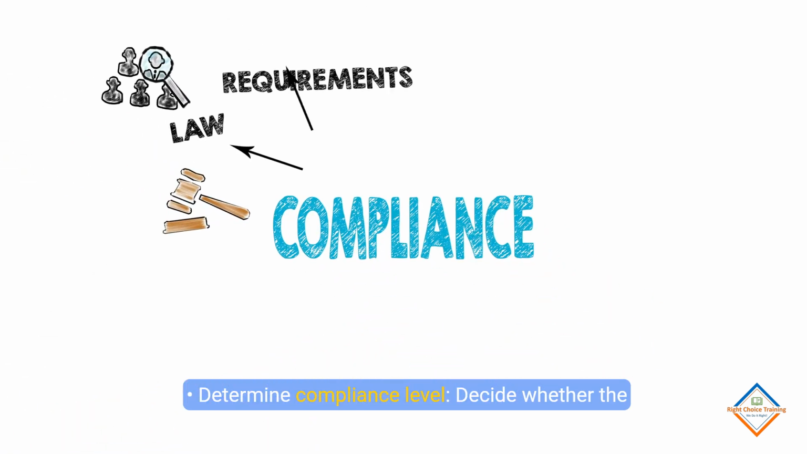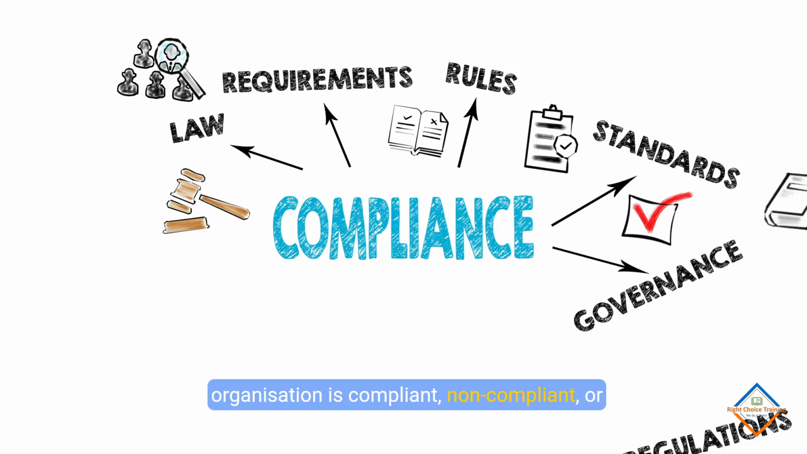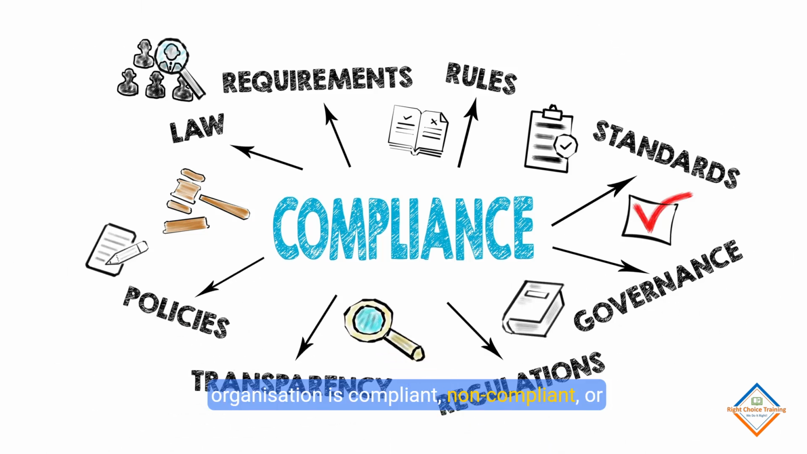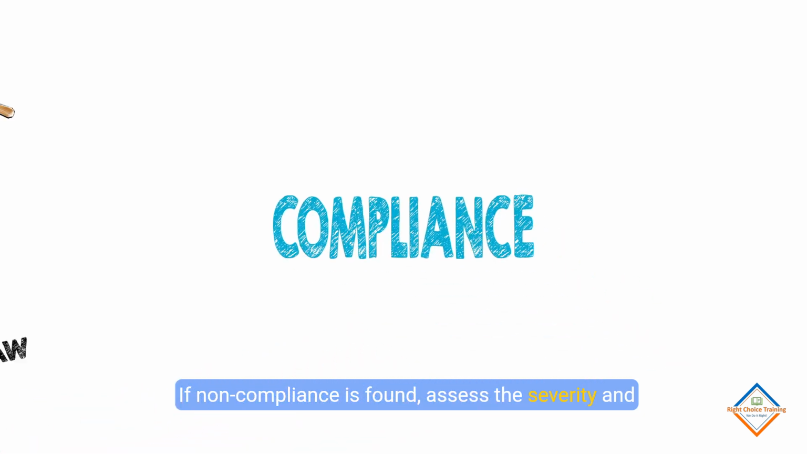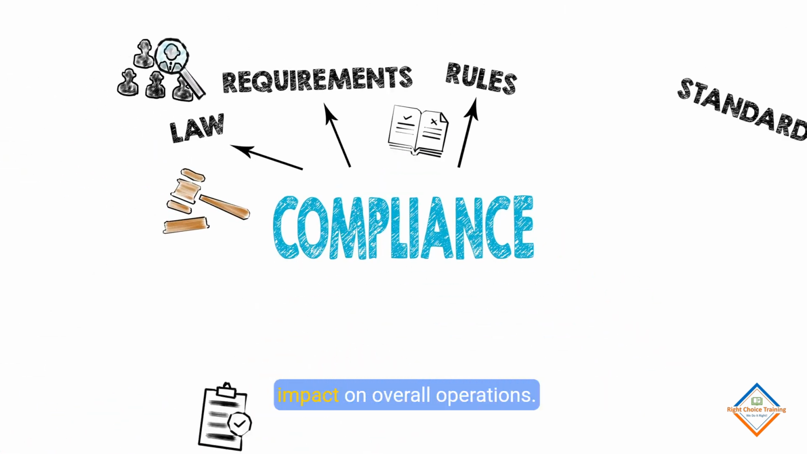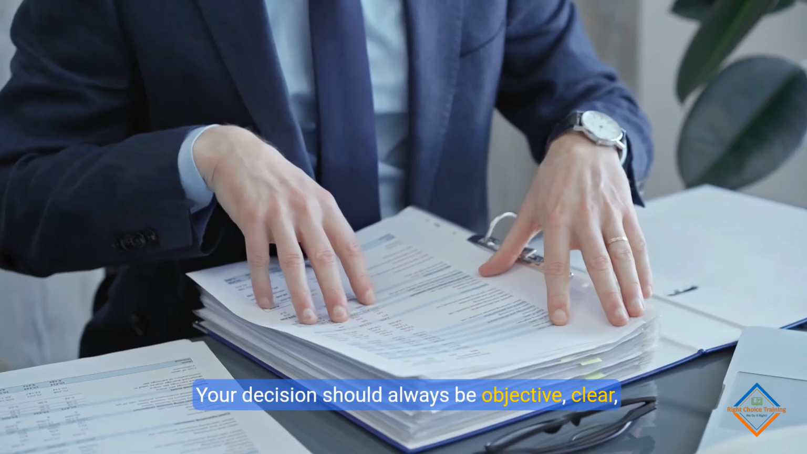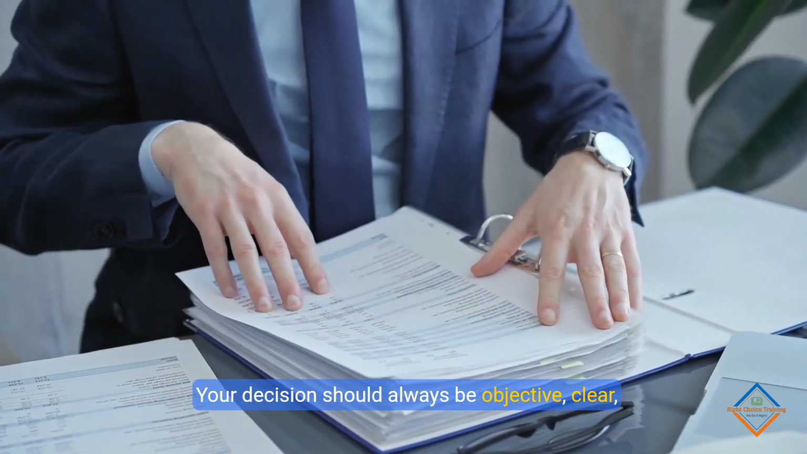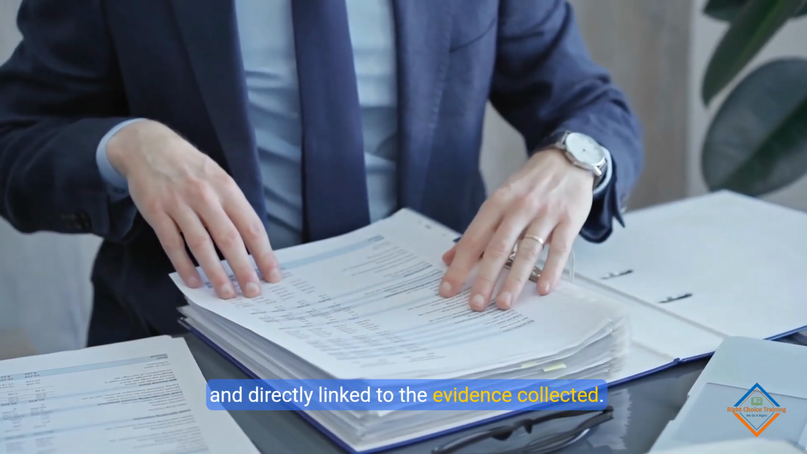Determine compliance level. Decide whether the organization is compliant, non-compliant, or partially compliant based on the criteria. If non-compliance is found, assess the severity and impact on overall operations. Your decision should always be objective, clear, and directly linked to the evidence collected.